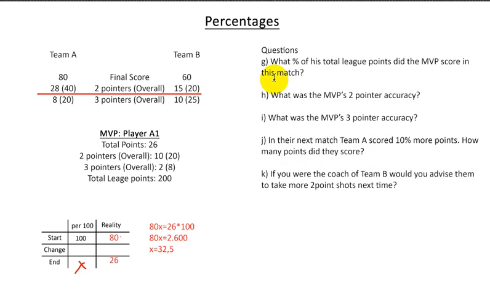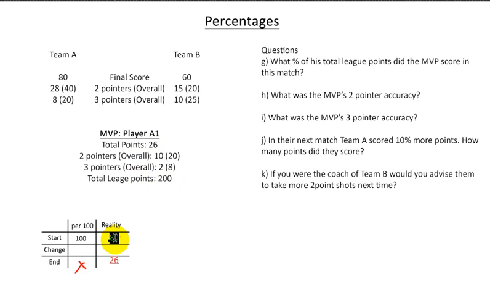Let's see the other half. The other half says, what percentage of his total league points did the MVP score in this match? Now, if you look at the information that we're given, we are told that the MVP scored a total of 200 points in the league, the league meaning all the matches that he's played. Combined, he scored 200 points. In this game, he scored 26. So it's basically asking what percentage of 200 is 26.